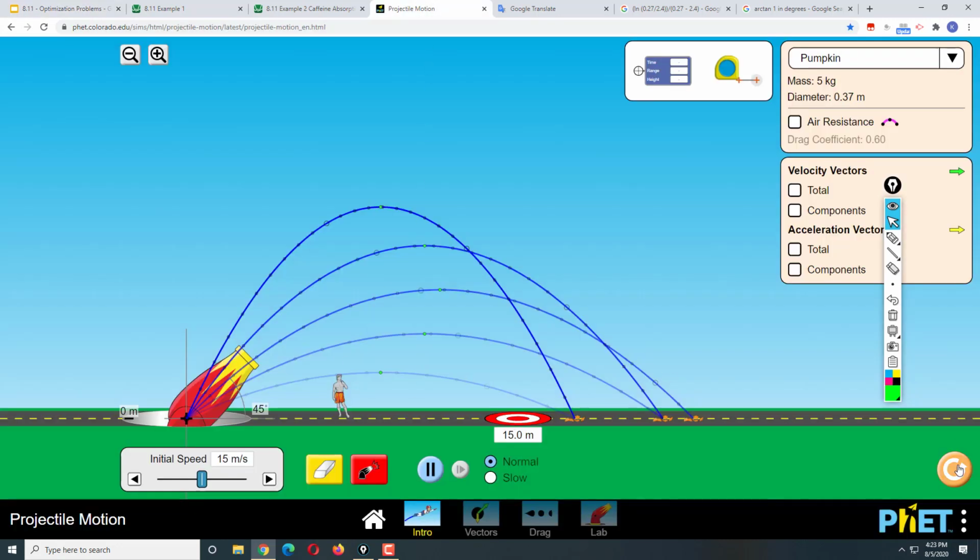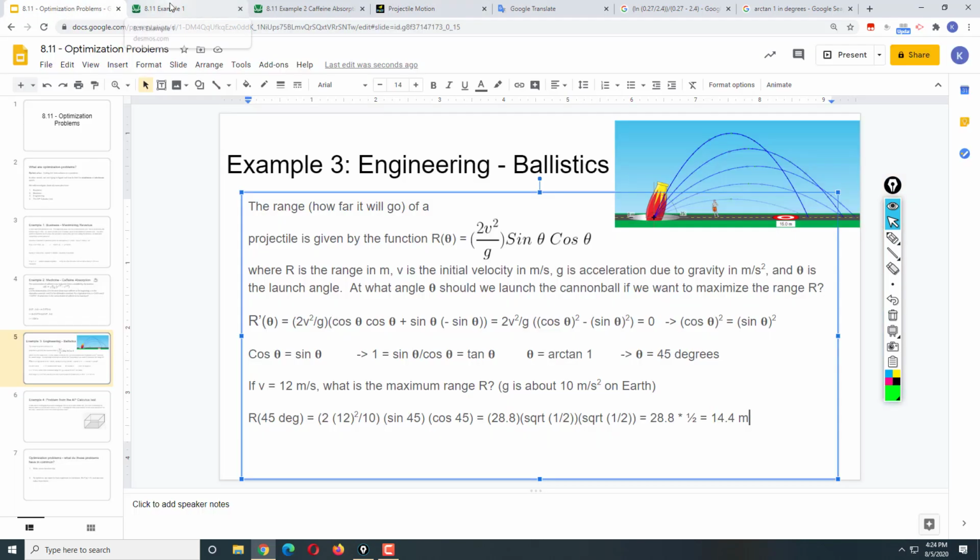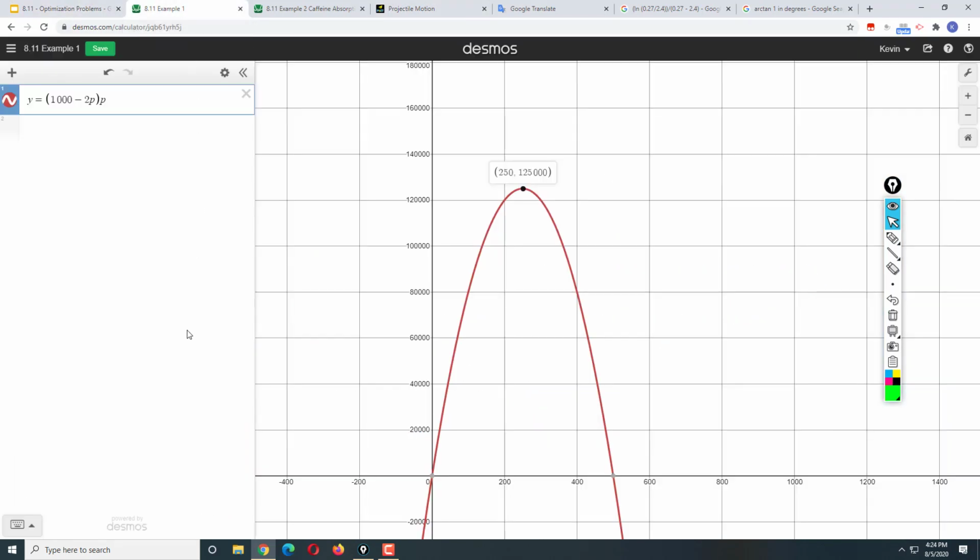Let's test this. What we're saying is that it's not going to be perfect because we're saying that the acceleration is 10 when it's closer to 9.8, 9.81, depending on where you are on Earth. But at 45 degrees, initial speed, our initial speed in this problem is 12.